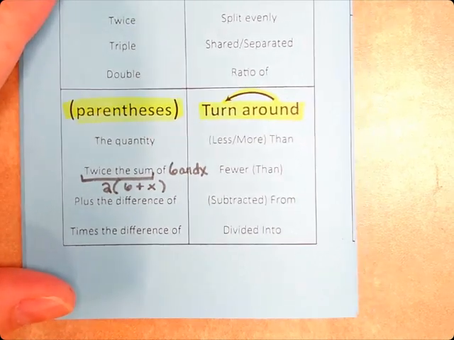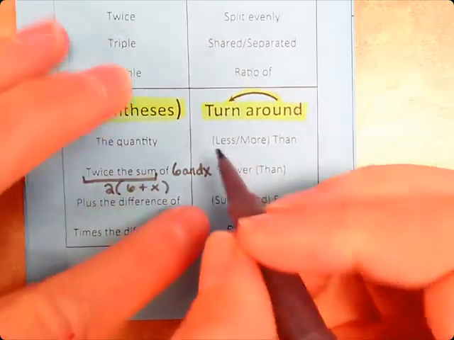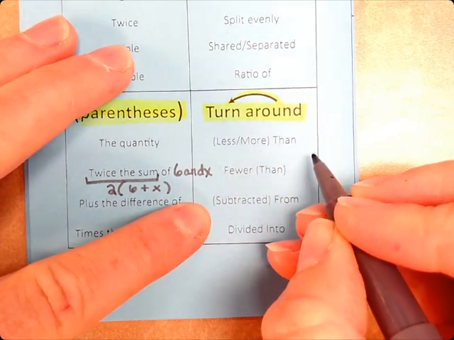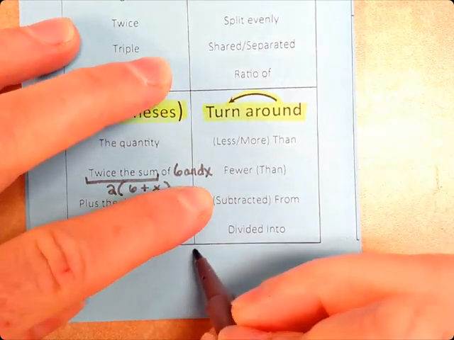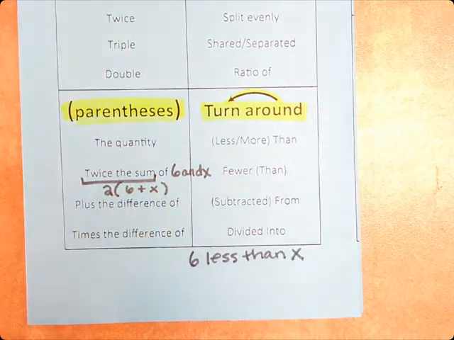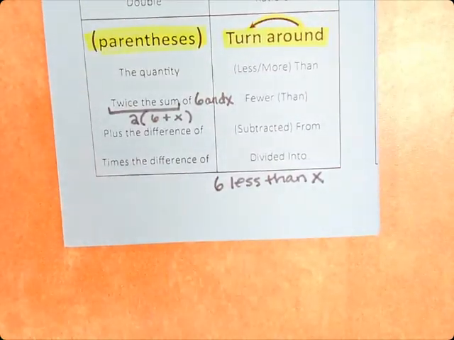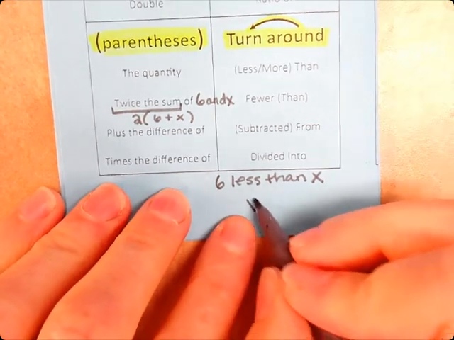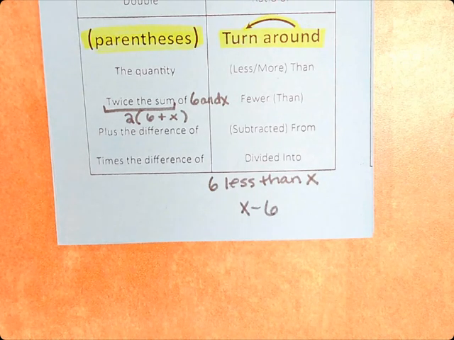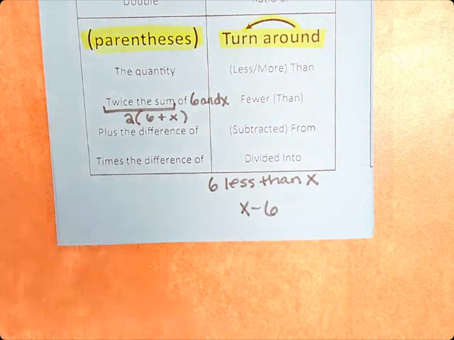Turnaround words are other ones that are important. So 6 less or more than x. So if I say 6 less than x, then I'd have to flip that around. That's saying I'm taking 6 away from x. So that's why this is x minus 6. And we'll do some more examples in a little bit. So let's go to the next page.